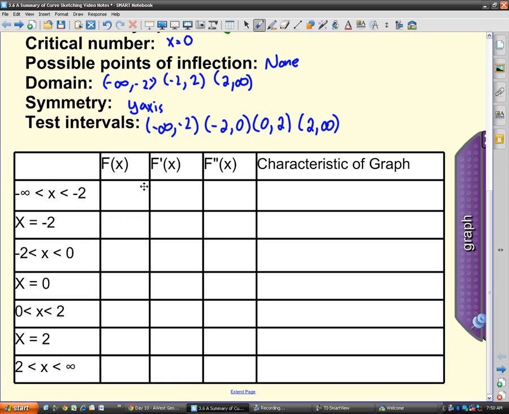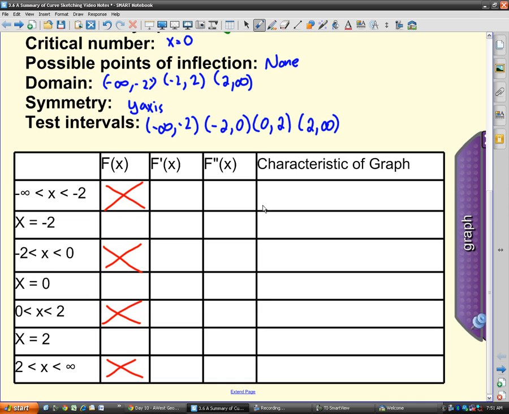I never test f of x when we are in an interval, so I'm going to cross out all of those. They're not going to tell me anything about what's going on in the interval. F of x, remember, is a position, so we're going to find out what's happening at these particular points. That's the position we want to know.